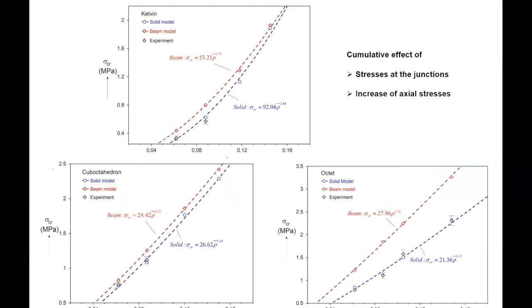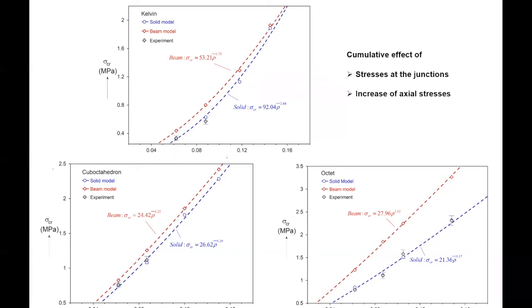If you've read Gibson-Ashby, the theory will tell you that if you have a stretching dominated structure, it should scale with 1. If you have a bending dominated one, it should scale with 1.5. That's the power of density. Many people have reported values that do not agree with that, because it's way more complex than those simple dimensional formulas. So here we wanted to compare what the beam analysis gives you, where those dimensional and scaling laws come from, what the solid gives you, and what we can learn from this.